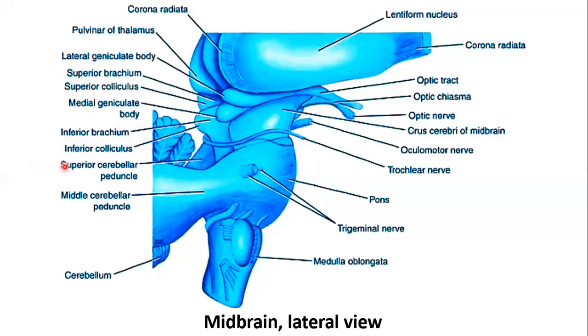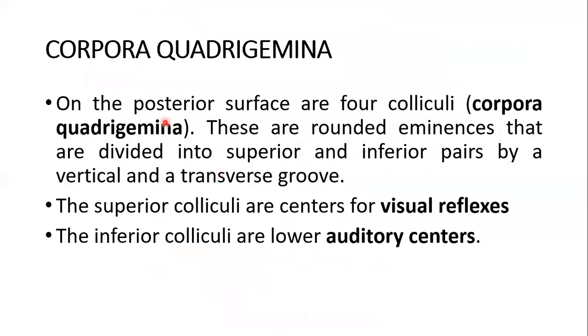Then another thing you see here: we have the cerebellar peduncles, three of them. This midbrain is connected with the cerebellum via the superior cerebellar peduncle. Here you can see this is the superior cerebellar peduncle. It connects this midbrain with the cerebellum. This is the cerebellum. I already discussed this with you, right?